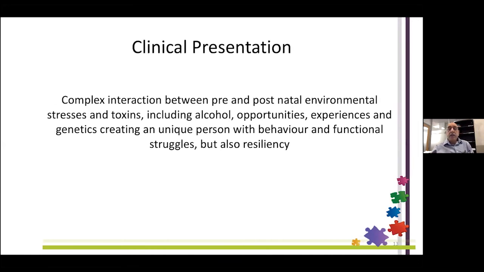The clinical presentation of FASD is very complex due to the interaction between pre and postnatal environmental factors, the stresses, other substances besides alcohol. Subsequently, what opportunities have been available, what exposures there have been, genetics and environmental factors play a significant role. And so this creates that unique person with behavioral and other challenges, but also that resiliency piece.